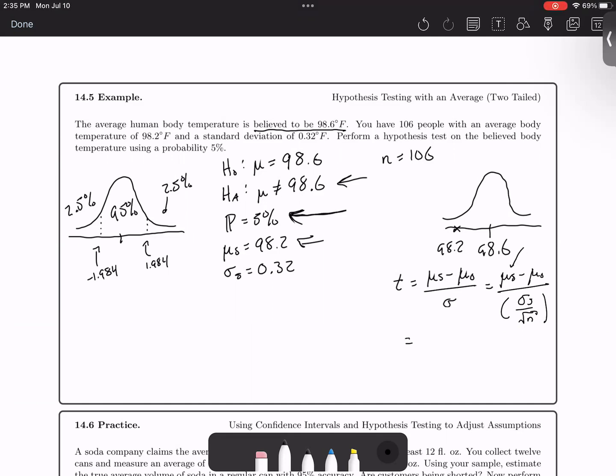All right, our sample average, 98.2. The center average, 98.6. Our sample standard deviation, 0.32. And we divide that by the square root of n, 106. All right, when the algebra clears, we find a t-value of minus 12.87.